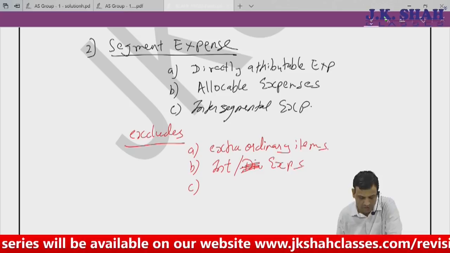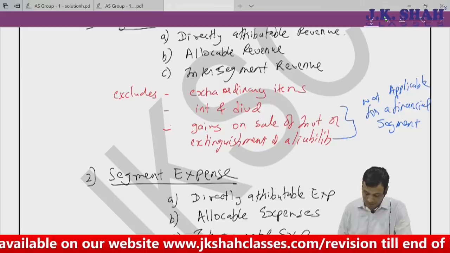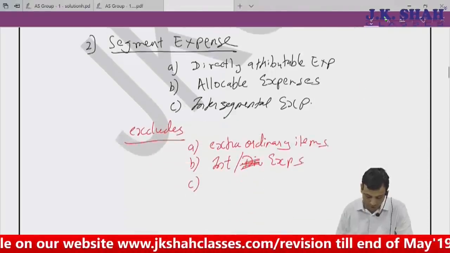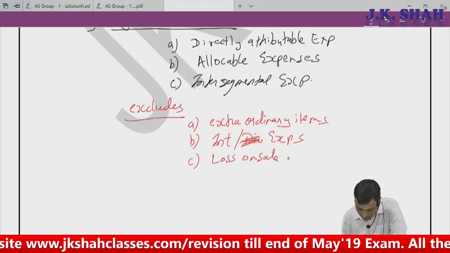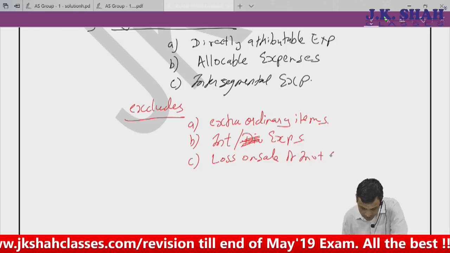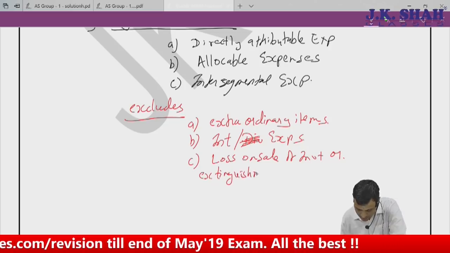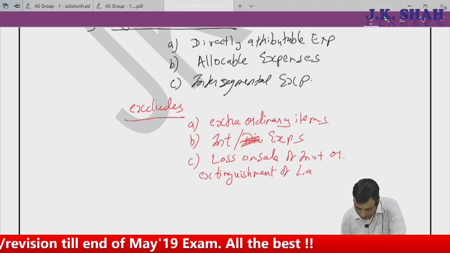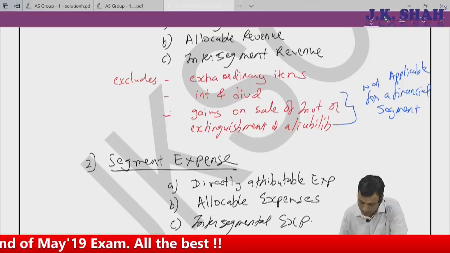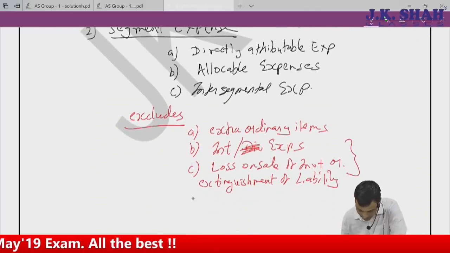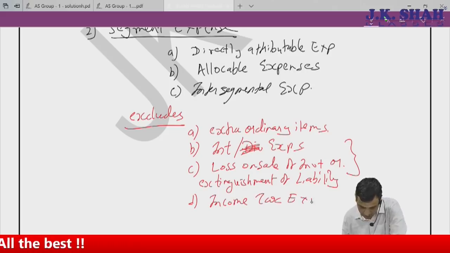And the third area which was there in case of segment revenue: gains on sale of investments or extinguishment of liabilities. Same way, instead of gains, can I say loss on sale of investment or extinguishment of liability? Of course these two things, again the same as I have written here, are not applicable for a financial segment. One more, income tax expense will not be there.